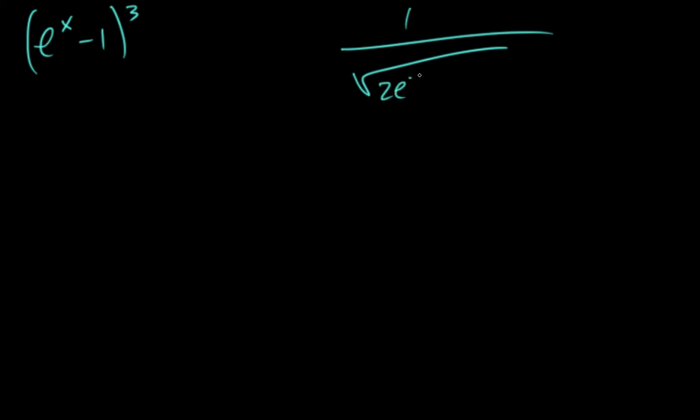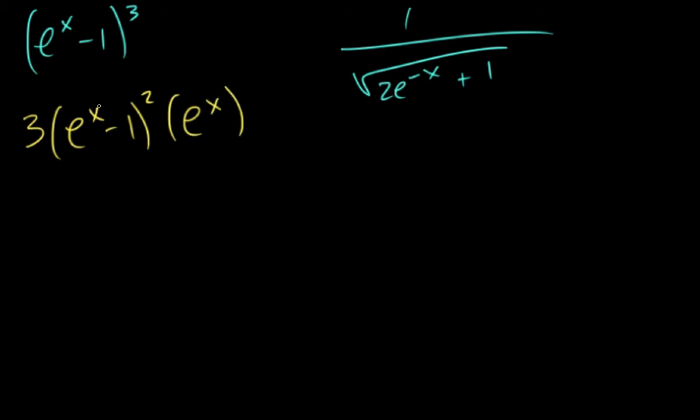We're asked to find the gradient function for y that is equal to this, as well as this one. Okay, so this is just going to be a chain rule. So we bring 3 down, rewrite the inside, drop the exponent by 1. Now we need to multiply by the derivative of the inside, which is just e to the x, because the derivative of e to the x is e to the x, and the derivative of negative 1 is 0.